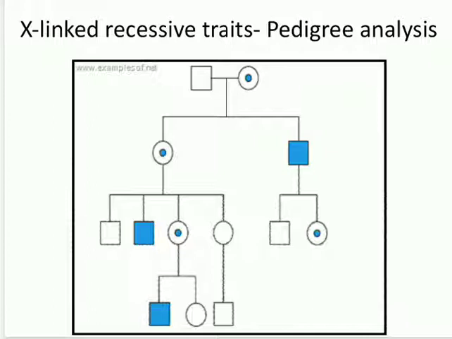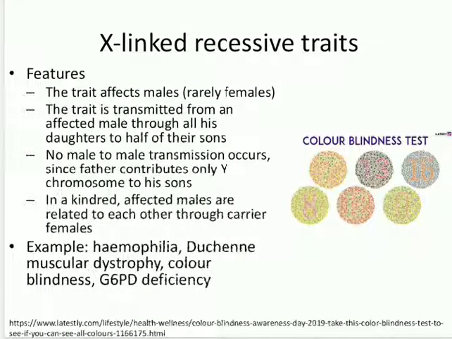There is no transmission from father to son because the father contributes a Y chromosome to his son, not an X chromosome. In a kindred, if you see in the second generation there is one affected male, in the third generation one affected male, and in the fourth generation one affected male. The third generation affected male has an affected uncle. So in a kindred, the affected males are related to each other through a carrier female: the third generation affected male has a carrier mother and is related to his affected uncle through her.